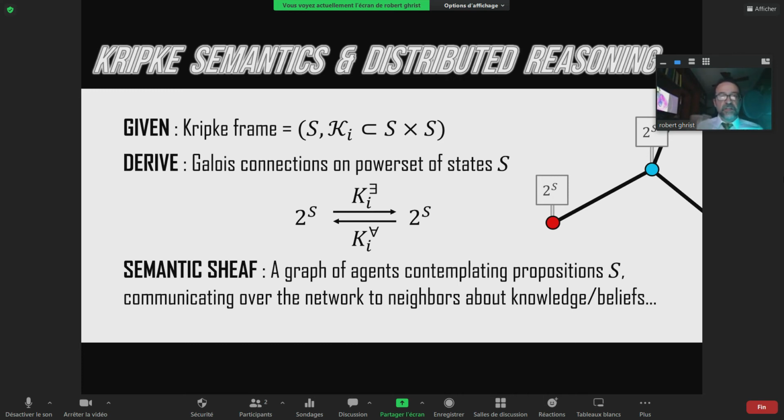But they're reasoning in this Kripke semantic way, where they're saying, oh, I know that this is true versus I think this might be true. So the stalk over each vertex and edge is going to be the same. It's going to be the power set of S, but really the lattice power set of S, where these mappings that go back and forth, these different existential versus universal mappings, are individuated person by person.